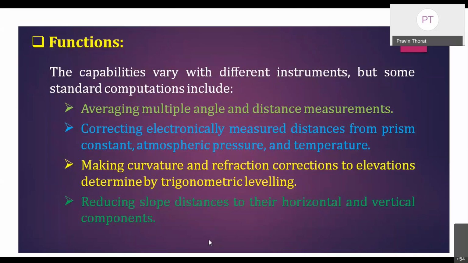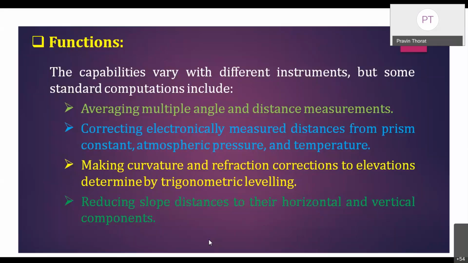We know that the Earth's surface has a curvature. So while doing the total station survey, the total station will minimize the curvature error and the errors due to atmospheric pressure and temperature also.